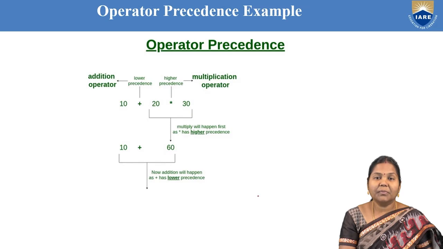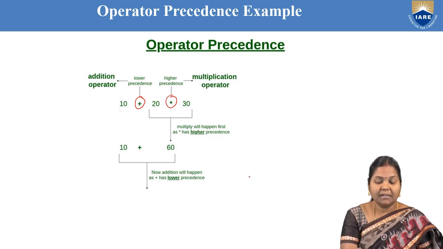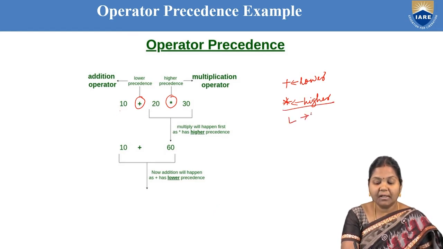Now, let us talk about one example on operator precedence. For example, the expression is 10 plus 20 into 30. In this expression, there are two operators available: the binary plus and the multiplication. If you compare these two, multiplication has higher precedence and plus has lower precedence. The associativity of multiplication is from left to right, and plus is also from left to right.